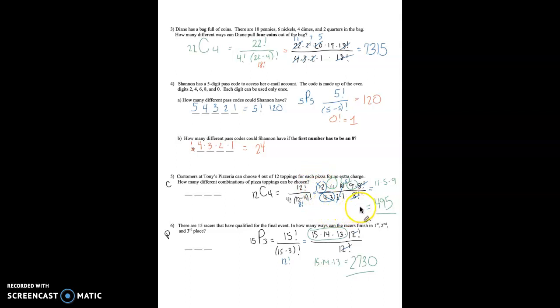And then for 6, it's 15. You're picking 3 there. So 15 times 14 times 13. Again, the 12 factorials canceled out. We have 2,730. And this one here, you could have, again, used the lines. Permutations is great for lines. We have 15 choices for first, 14 choices for second place, and 13 choices for third, giving us that 2,730.